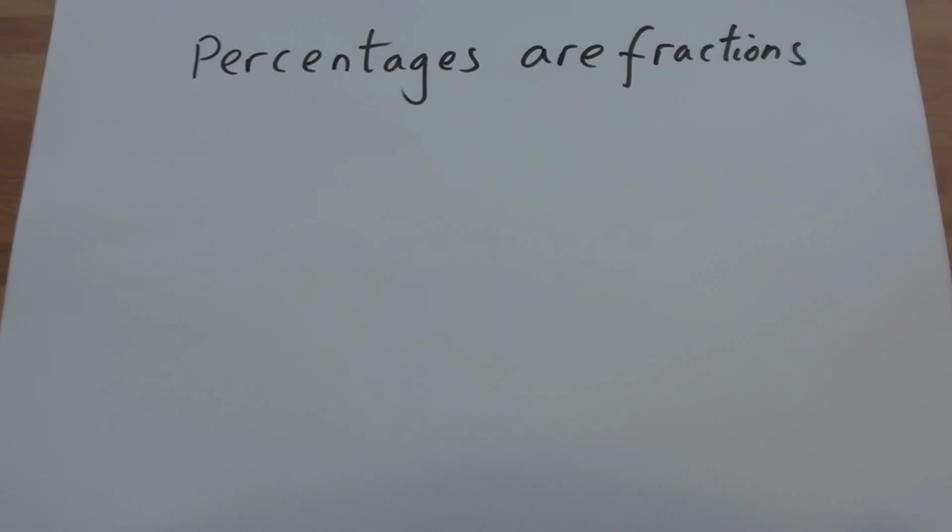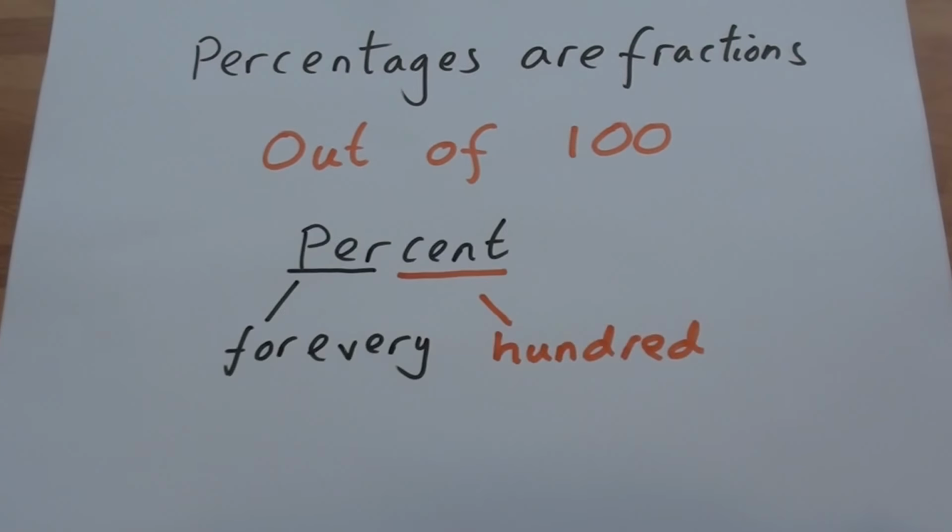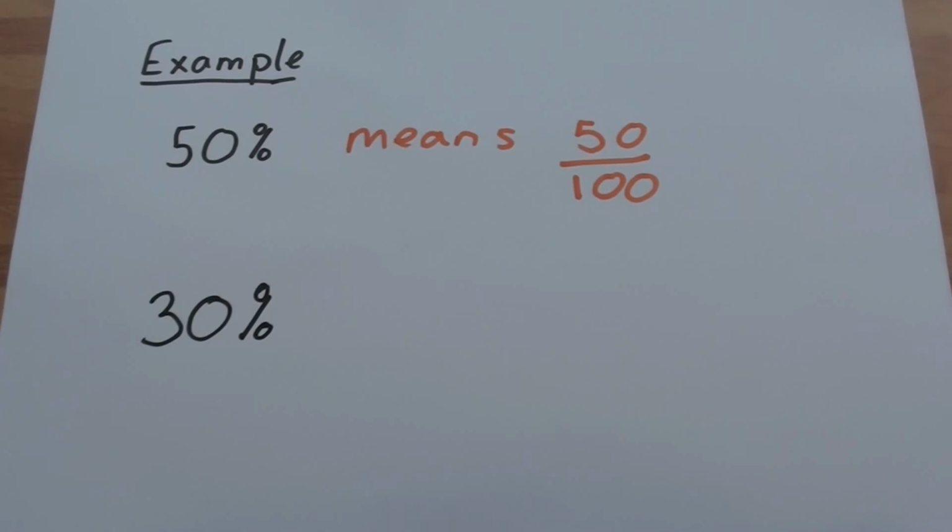Today we're going to be looking at percentages and what they are. Percentages are just fractions out of 100, and percent just means for every 100. The cent being 100, like dollars have 100 cents in $1. An example is 50%. That simply means 50 out of 100. And 30% just means 30 out of 100 pieces.